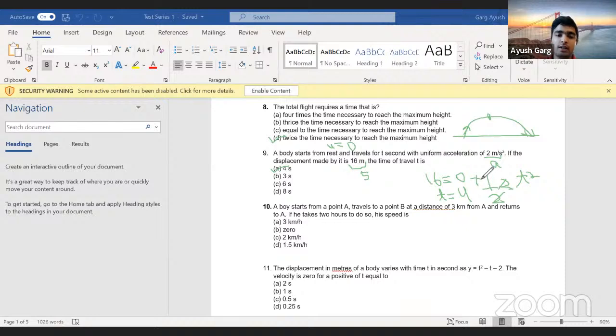Next question. A boy starts from point A, travels to point B at a distance of 3 kilometers from A, and returns to A. If he takes 2 hours to do so, his speed is? So let's say this is point A and this is point B. Starts at point A, travels to point B at a distance of 3 kilometers. Returns to A.